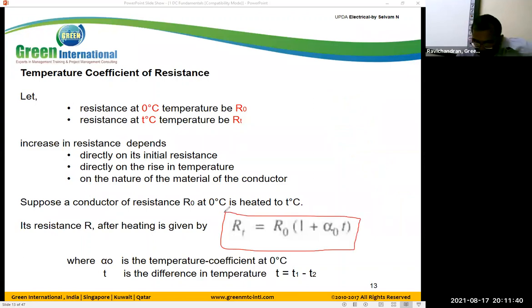Can you explain this one also? Increasing resistance depends directly on the initial resistance. What is initial resistance? Yes.